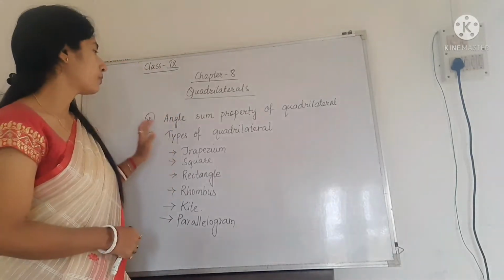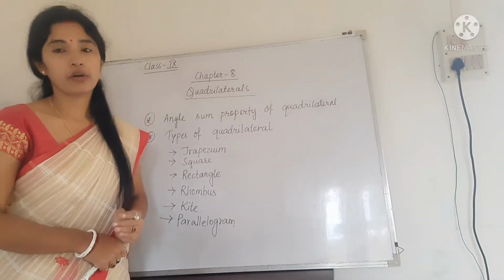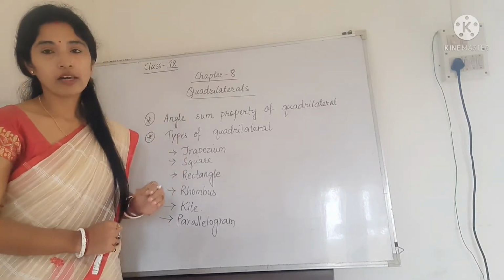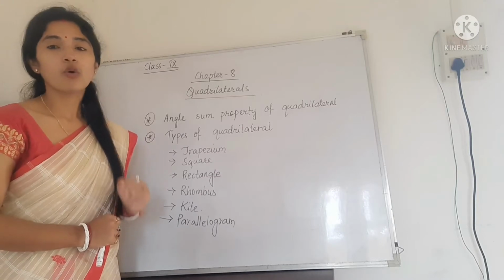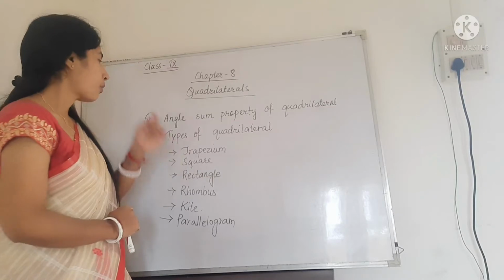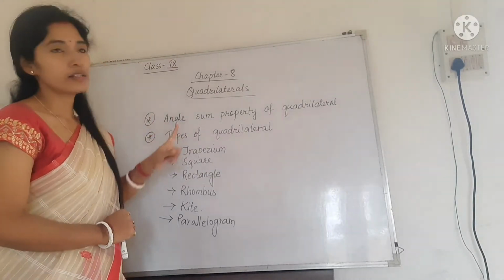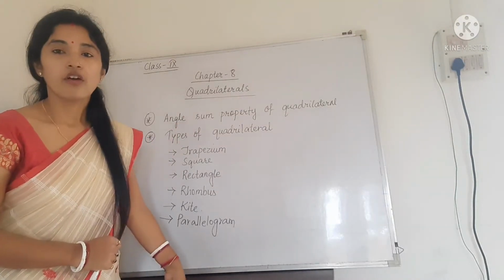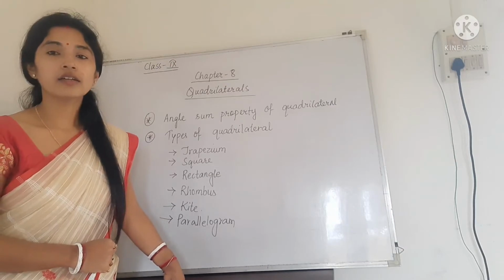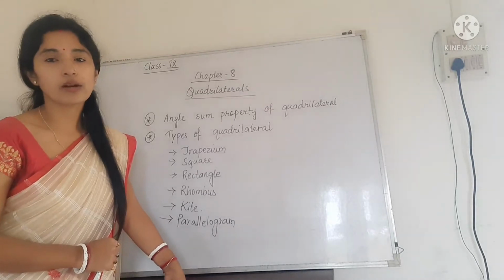Next, what are the different properties of a quadrilateral that we have to study? The first basic property. Why do we say basic property? Because there are different types of quadrilateral and this basic property holds true in every type of quadrilateral. The name of the property is angle sum property of a quadrilateral. When we add all the angles of a quadrilateral, we will get the answer 360 degree.